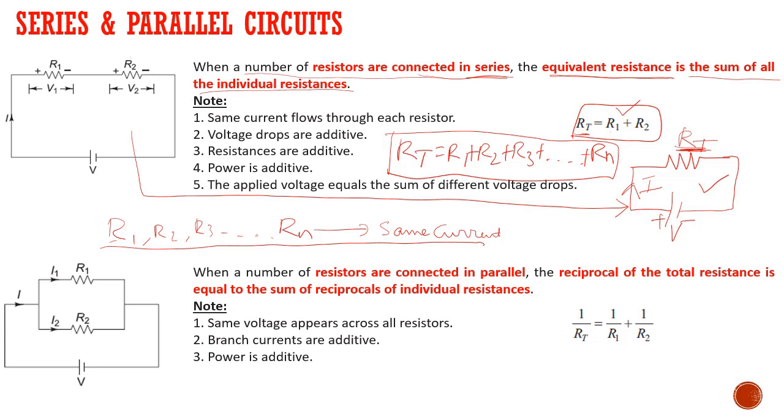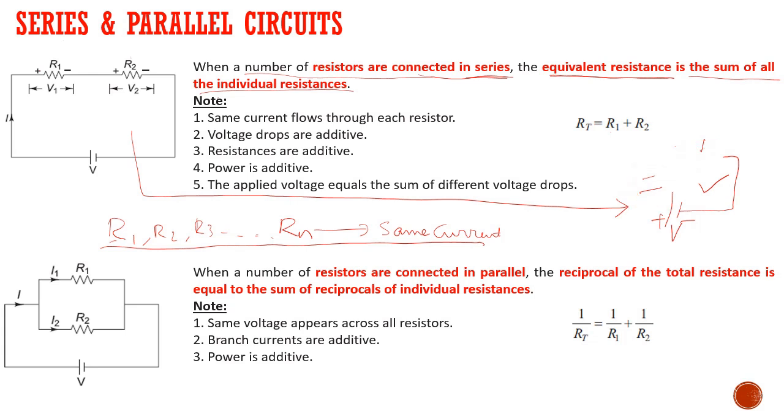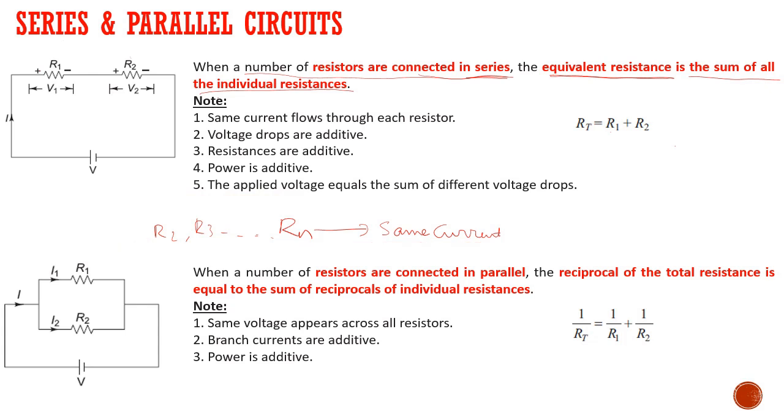For this series circuit, we have a few points to note, and all these points are given here in the note. The first point is: if some elements are said to be in series, then these are the necessary conditions. The first one: the same current flows through each resistor. For each and every resistor, the same current has to flow.